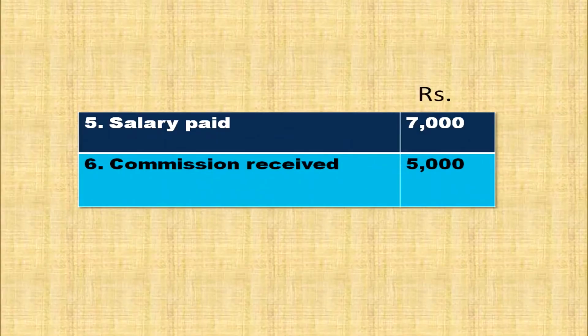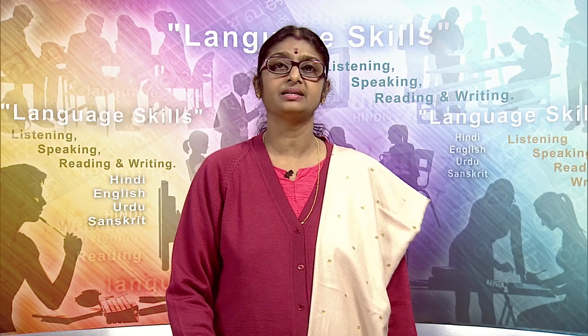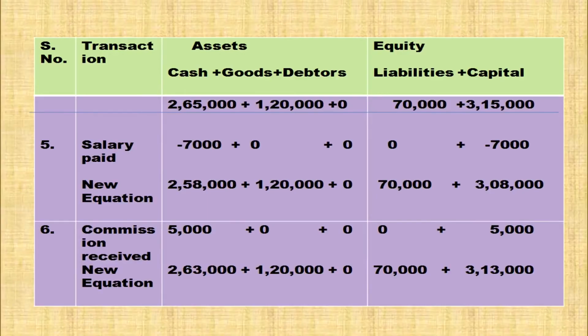Another transaction, salary paid 7,000 and commission received 5,000. When salary is paid, cash is decreasing, capital is decreasing. Cash worth rupees 7,000 is moving from the cash, and from the capital deduct 7,000. From the cash column deduct 7,000, from the capital column deduct 7,000. So the effect of salary paid is like this. The new accounting equation will come after deducting this.